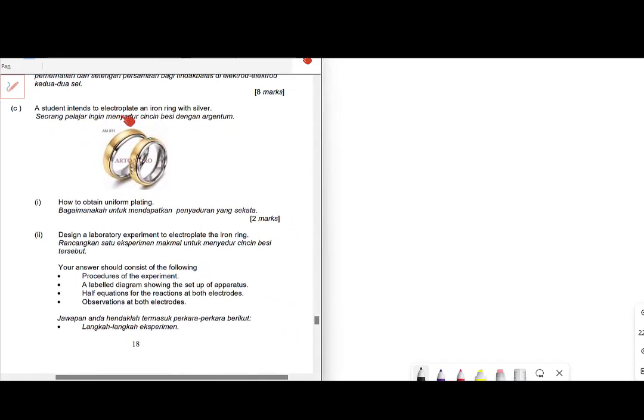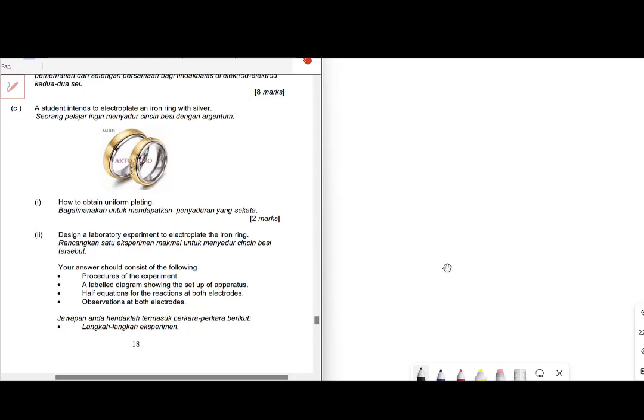A student intends to electroplate an iron ring with silver. How to obtain a uniform plating? Before that, you can see that on part 2, now they want you to explain how you actually perform this electroplating. But first, how do you obtain a uniform plating? For you to obtain a uniform plating, several things. First, you must understand the theory behind this. So I'll just give you a quick theory here.